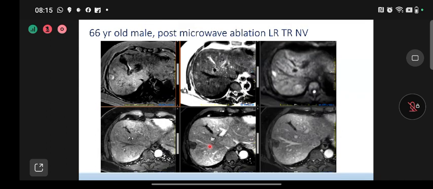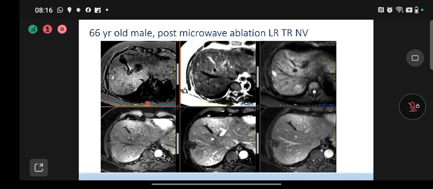Now, then there are a few more categories, like we even start applying LI-RADS for post-treatment, post-interventional procedures like microwave, RF, where we start applying LI-RADS in those lesions too.